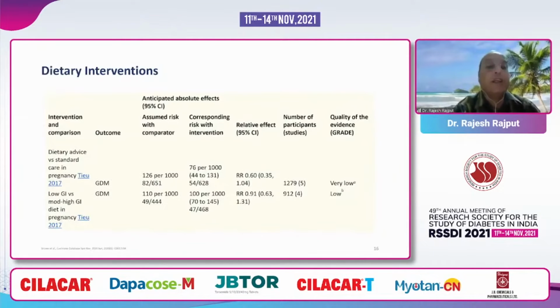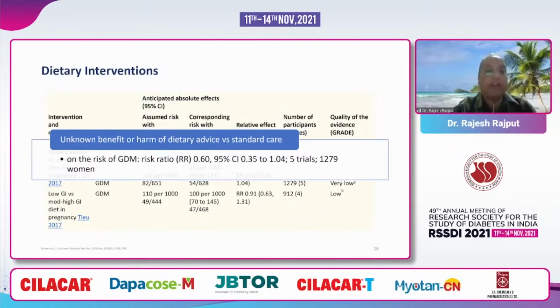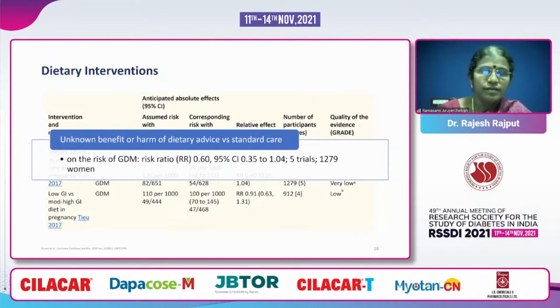Now, if we look at dietary interventions, these are 2 important studies published in 2017, where standard versus intense dietary advice is compared in understanding the decrease in prevalence of GDM. As you see clearly, the number of participants is low and the quality of evidence is graded as either low or very low. The relative risk varies from 0.6 in the first study to 0.91. If we conclude on dietary interventions, the benefit or harm of dietary advice versus standard care on risk of GDM is unknown in these 2 studies.